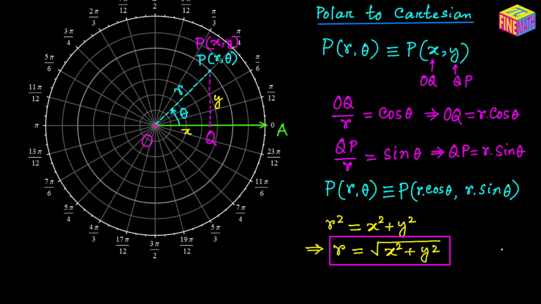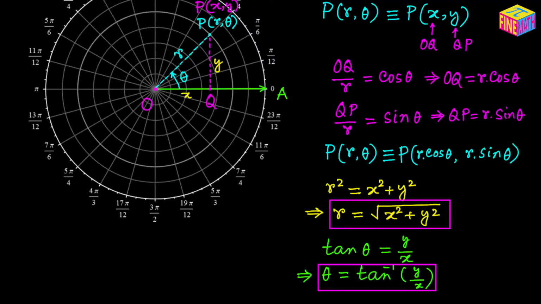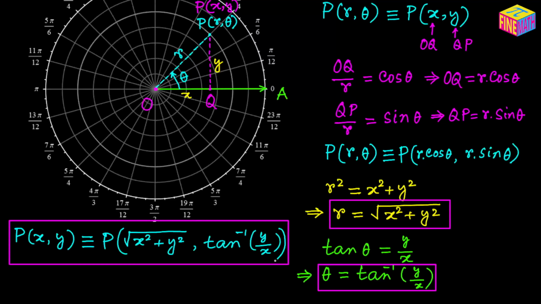Now let's calculate theta in terms of x and y. We can see that tangent of theta is y over x. And from here, theta is equal to tan inverse of y over x. So if we were to write the coordinates of a point P from (x, y) into the polar system, it would look like this: P is (r, theta), where r is the square root of x squared plus y squared, and theta is tan inverse of y over x. And based on the signs of x and y, we first have to determine which quadrant the point lies in, and based on that, we determine the value of theta.